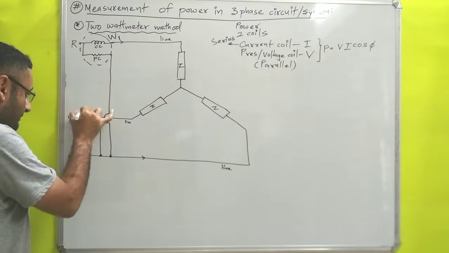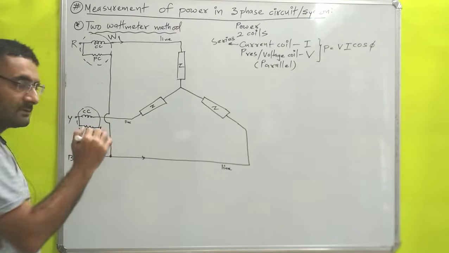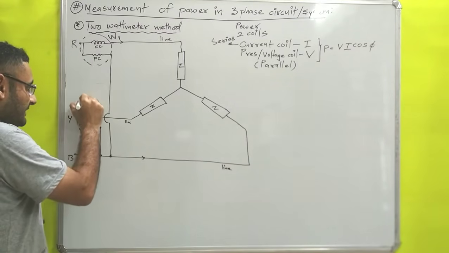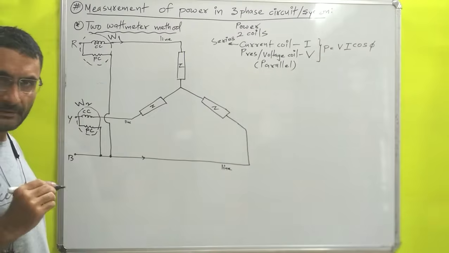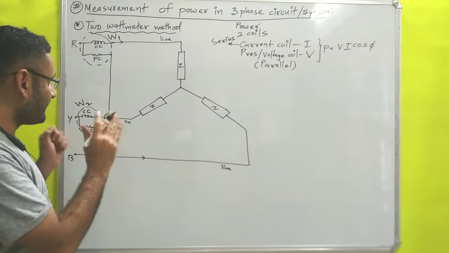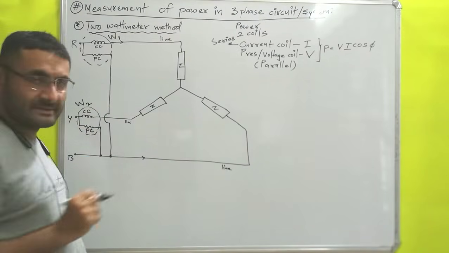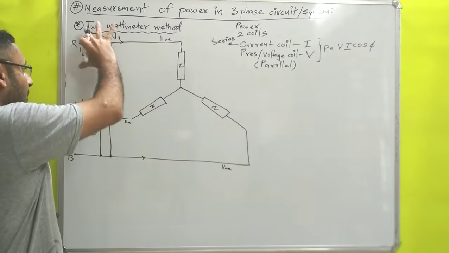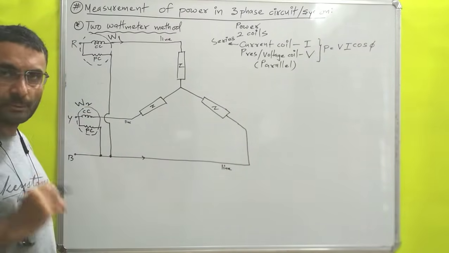Okay. Now that will be your wattmeter 2. It will provide us the reading of power in terms of W2. Okay. So that is the arrangement of these 2 wattmeters. Now a question may arise: which type of reading will wattmeter 1 and wattmeter 2 provide us?